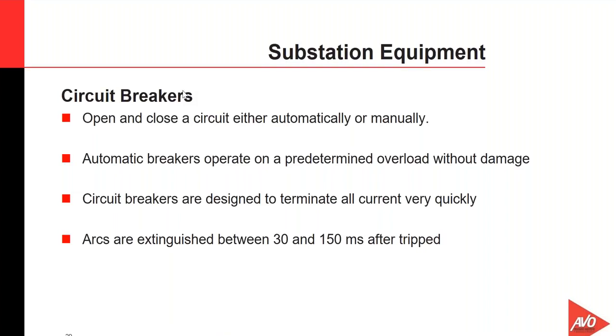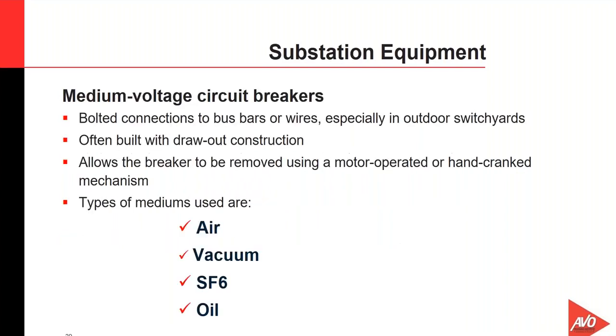All right. Both connections to a bus bar or wires, especially in outdoor switch yards, are often going to be draw-out type construction. It allows a breaker to be removed using a motor-operated or hand crank mechanism. So this is telling us that we can either remove that circuit breaker via a motor type or a hand crank type, depending on the type of bus bar that it's attached to.